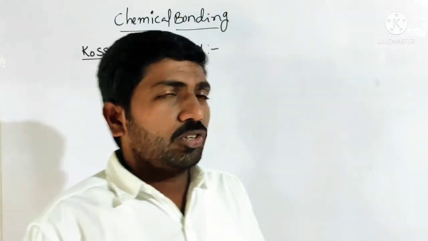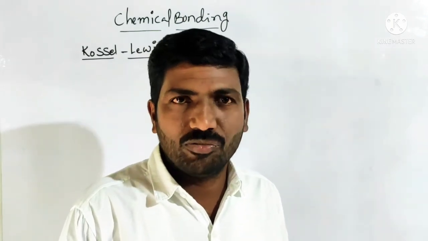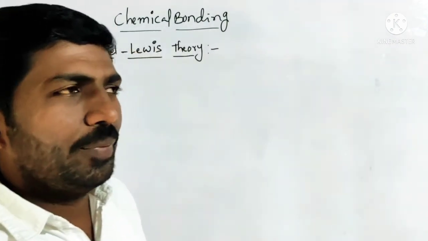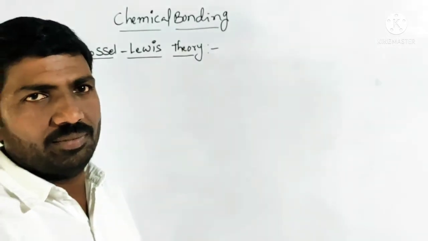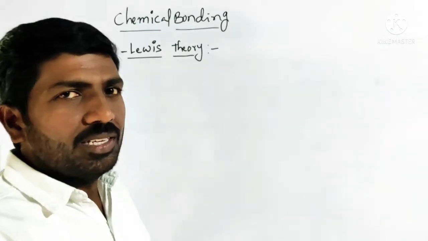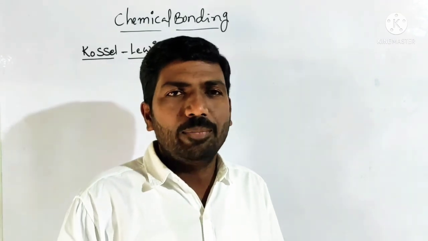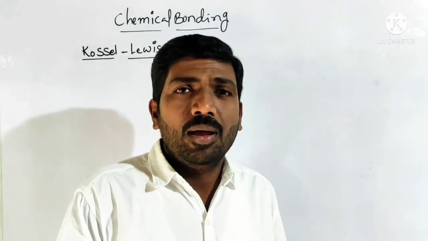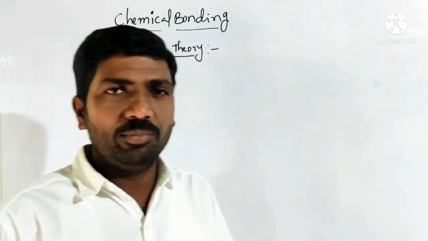Today our topic is chemical bonding, in that the Kossel-Lewis theory of valency. How did they explain chemical bonding with the Kossel-Lewis theory? In this theory we have to discuss a few points. Kossel and Lewis are the scientists' names. They published the theory on the basis of Bohr's atomic theory.